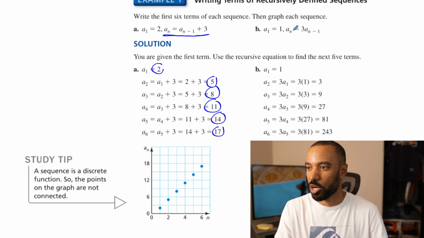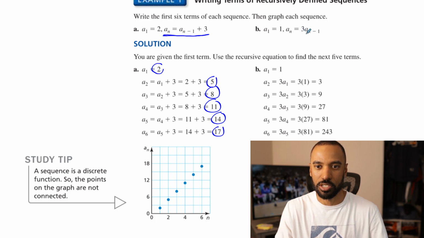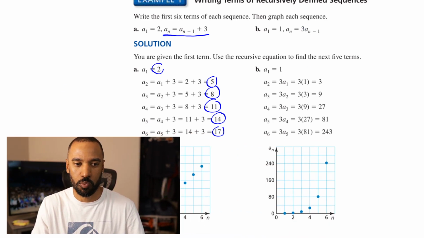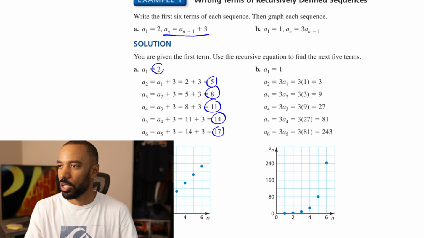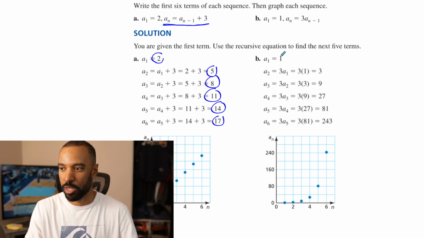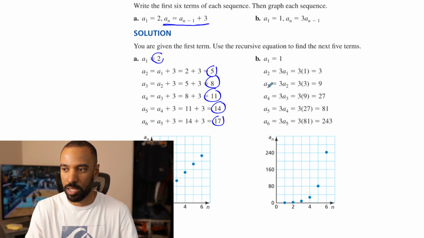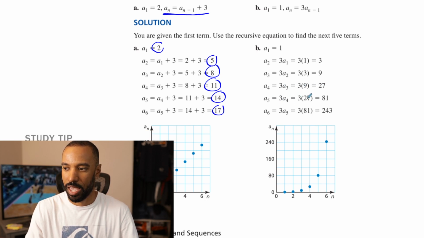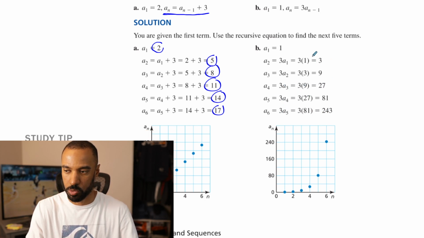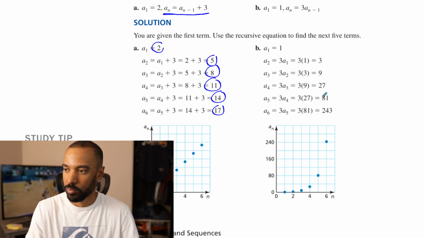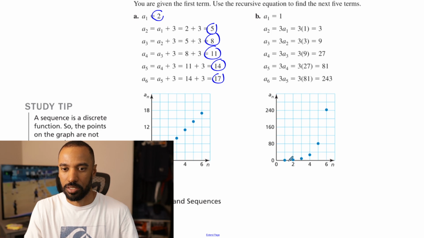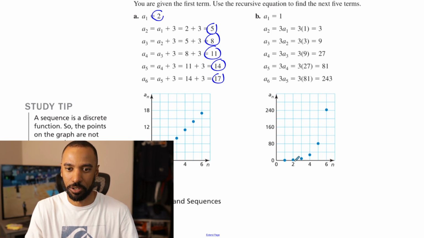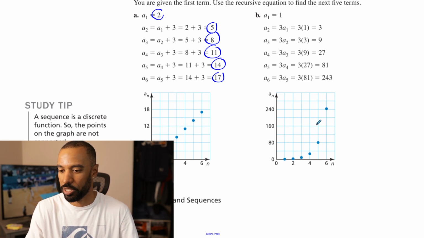In this one, the first term is 1, and then you follow this rule. It says 3 times a sub n minus 1. So here you are taking your previous term and multiplying by 3. If the first term is 1, the next term is 3 times 1, which is 3. Next term is 3 times the second term, which is 9. Fourth term is 3 times the third term, 3 times 9 is 27. And so on and so on. You keep multiplying. These are powers of 3. And you get that. And we've seen some of these graphs before. They get a little squished at the bottom as they go pretty huge later.